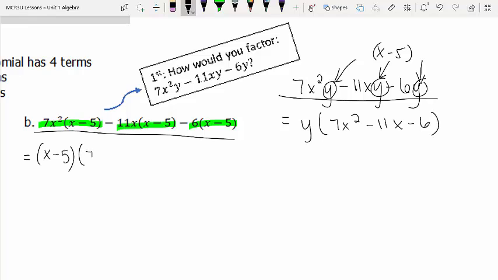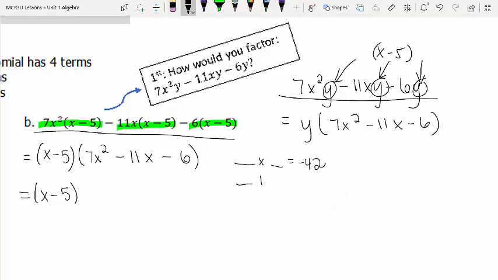What's left over? We have a 7x squared minus 11x minus 6. Recognizing that makes factoring the rest of this very easy, because now we have a trinomial. So let's use our decomposition method, or magic numbers method. I need two numbers that multiply together to get the product of a and c, so negative 42.